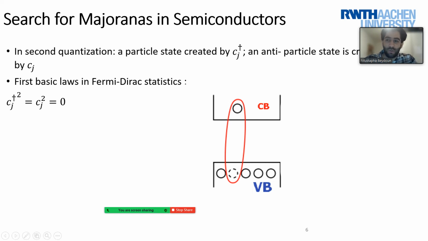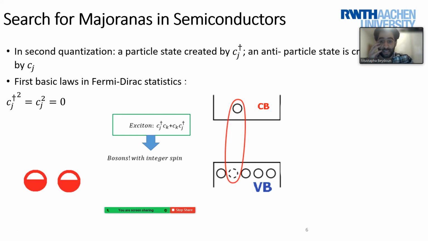So why is it wrong? We'll use the language of second quantization. Here we have this creation operator and this annihilation operator. And using the first basic law in Fermi-Dirac statistics, we have c dagger squared equal to c squared equal to 0. This means 2 particles or 2 fermions cannot occupy the same state. That being said, I can now represent for you the exciton relation in second quantization. So this is the formula here.